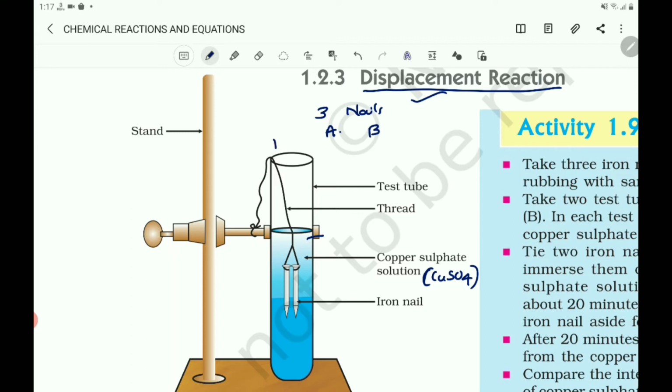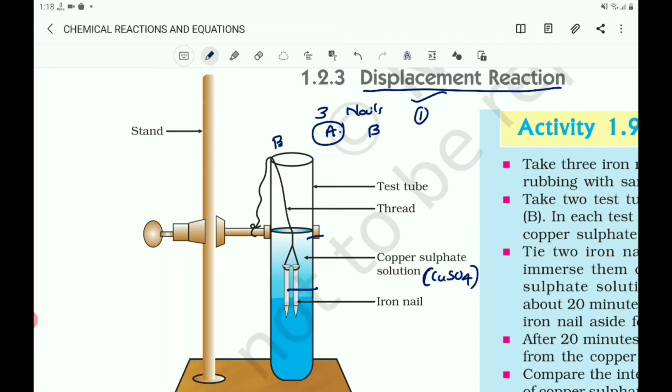Consider this is the test tube B. Keep test tube A aside for comparison. Tie 2 iron nails with a thread and immerse them carefully in the copper sulfate solution in test tube B. Here we have taken only 2, and keep 1 iron nail aside for comparison.